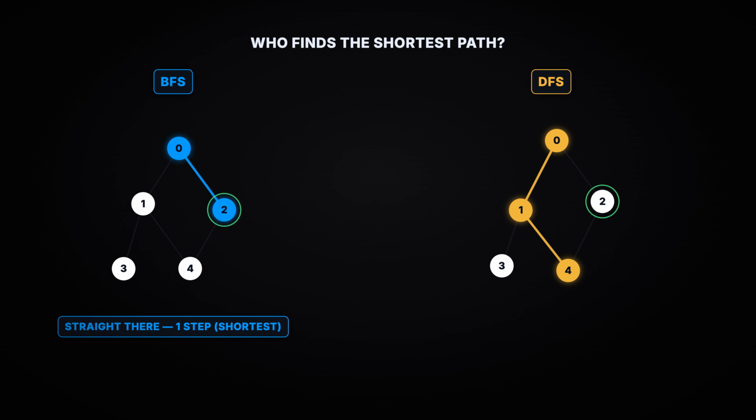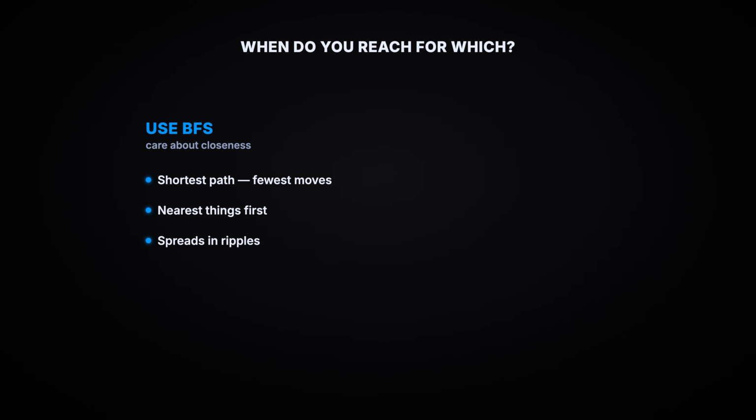So when do you actually pick one? Reach for BFS when you care about closeness. Shortest path, fewest moves. Nearest things first, level by level. Think ripples in a pond. Reach for DFS when you want to go deep. Explore a full path. Detect a cycle. Find connected groups. Solve a maze. Think one explorer, diving to the end of every tunnel before turning back.